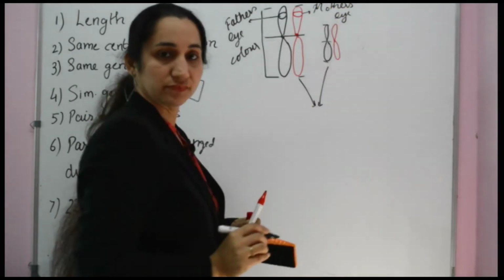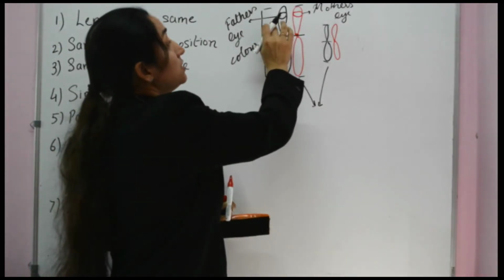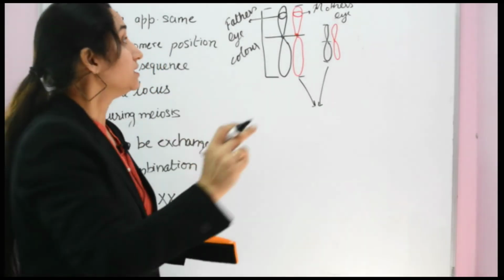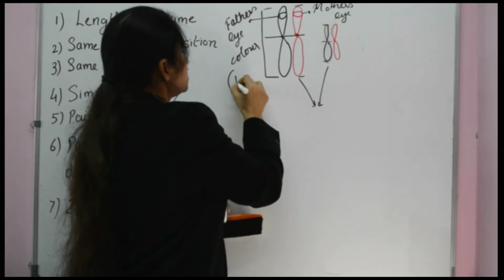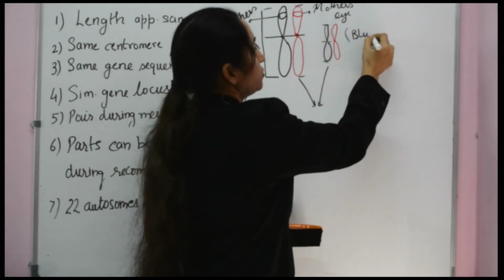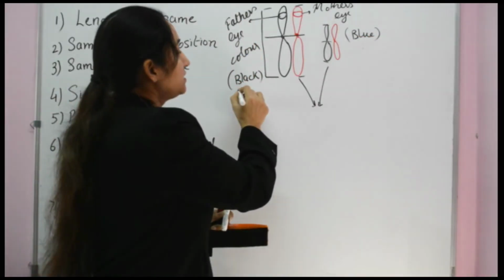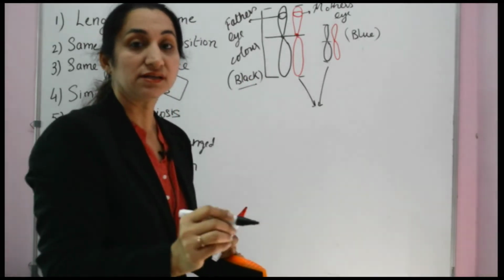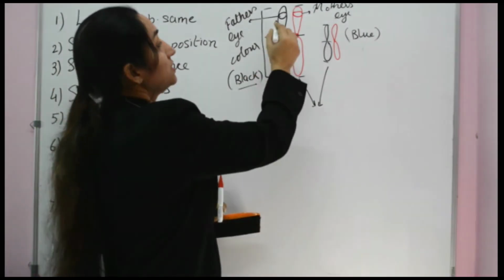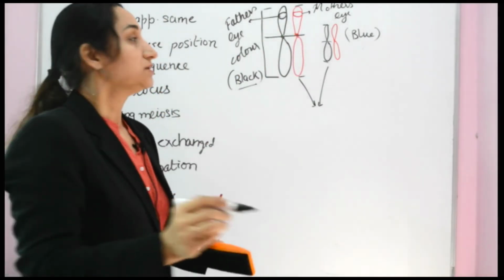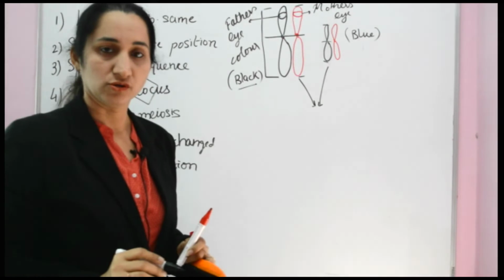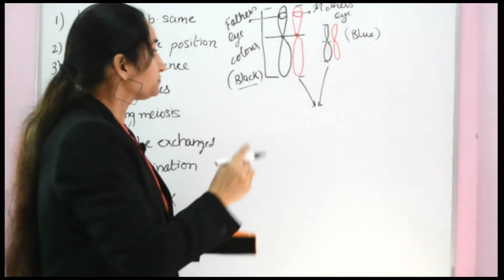Now here the genes are similar but not identical. Why? Because let us suppose father has black eyes and mother has blue eyes. Then we can say that these two are similar but they are not identical. So the third one is that the gene sequence is the same and the locus of the gene is the same, while this is different in the case of non-homologous chromosomes.